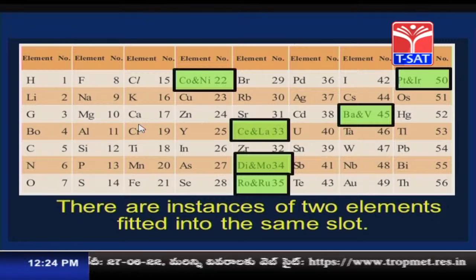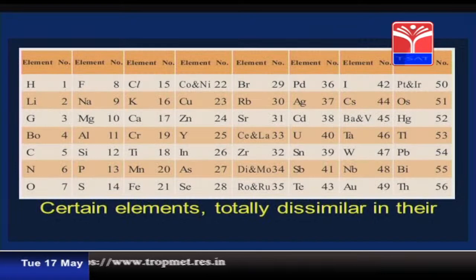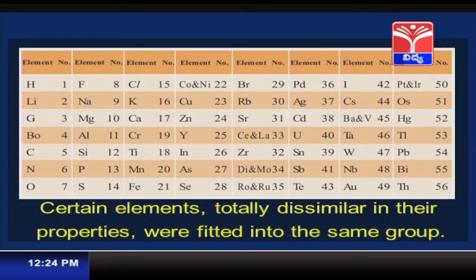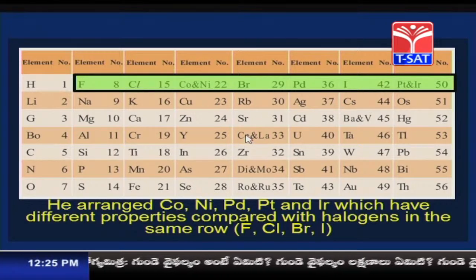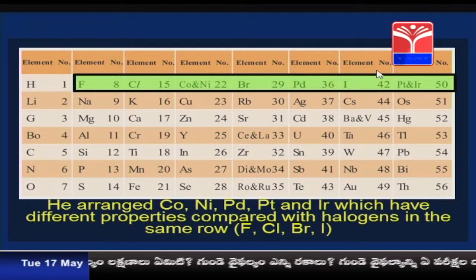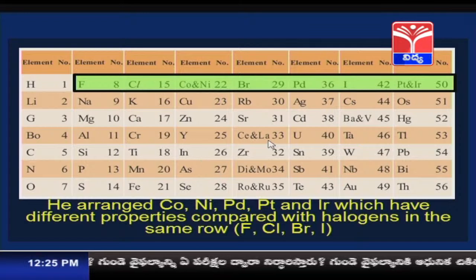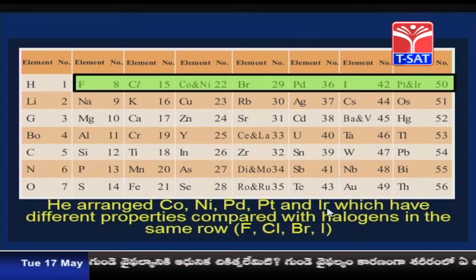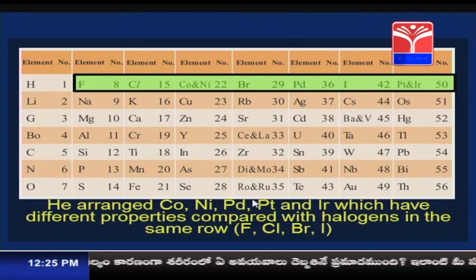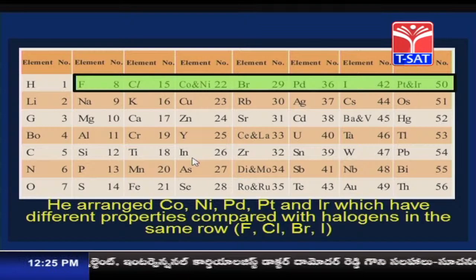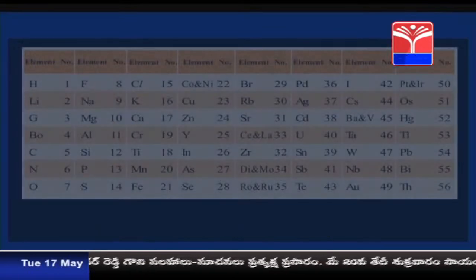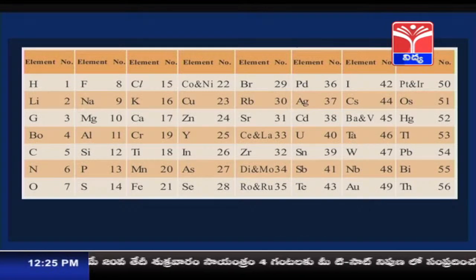This is not applicable. Here you notice certain elements totally dissimilar in their chemical properties were kept in the same group. He arranged cobalt, nickel, platinum and palladium, which have chemical properties not equivalent to fluorine, chlorine and iodine, and these are halogens. Cobalt, nickel, palladium, platinum and iridium have different chemical properties. We should not incorporate them like that. Elements having dissimilar chemical properties cannot be grouped together. It is the main limitation in Newland's law of octaves.